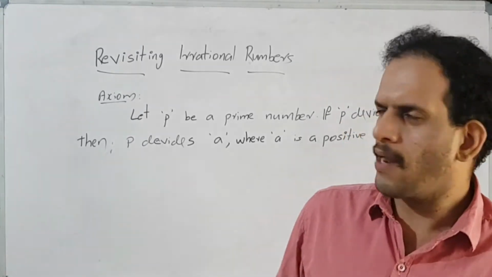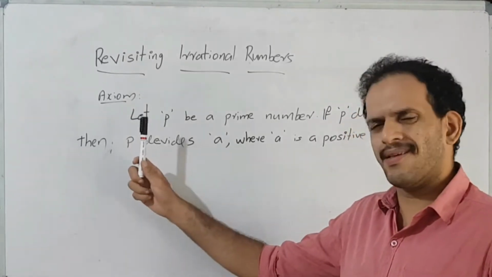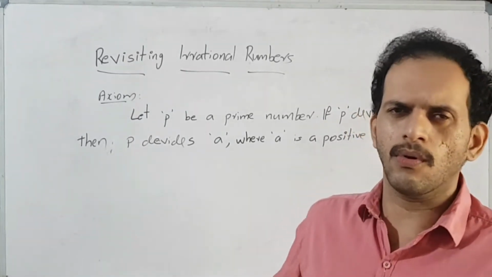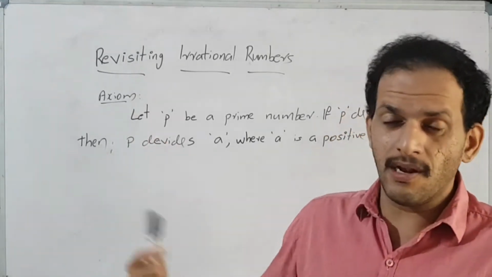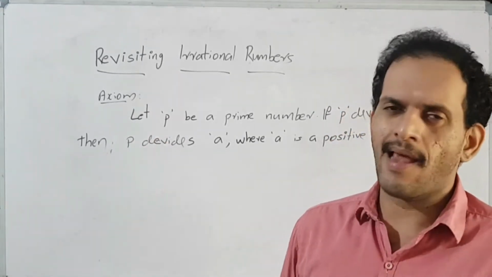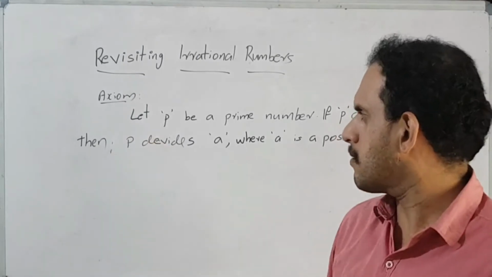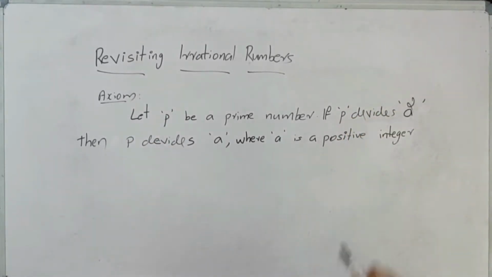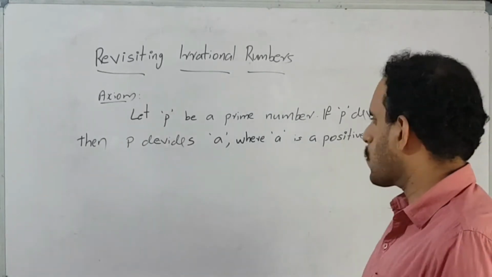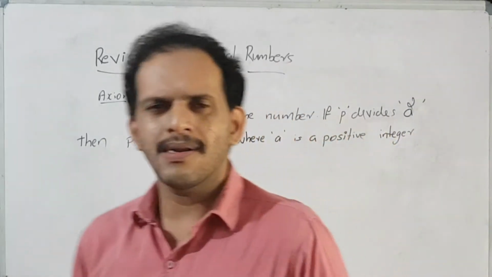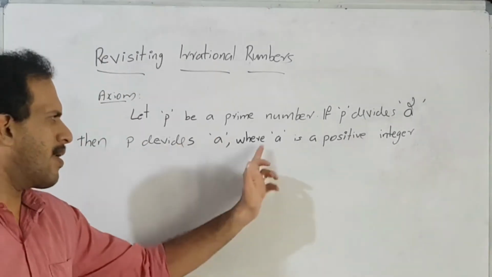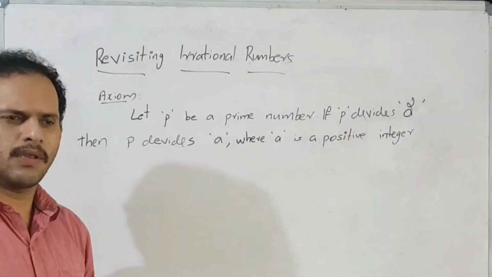For that we need one axiom. It actually is a theorem, but the proof is not required for us, so we are learning it now like an axiom. The statement is like this: let P be a prime number. If P divides a square, then P divides a also, where a is a positive integer.